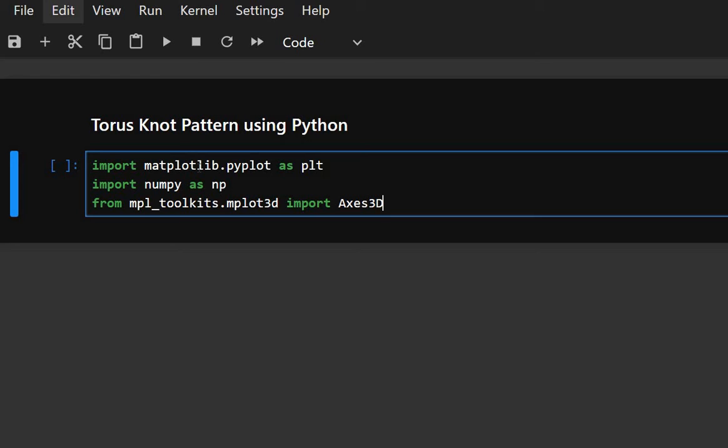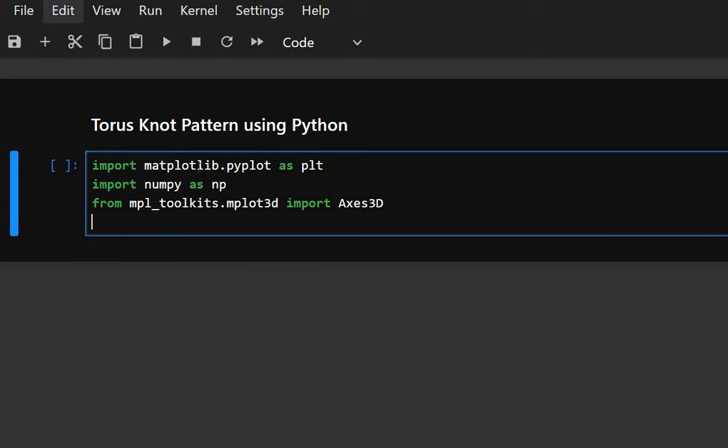So here numpy is used for numerical calculation and to generate the array of angles theta for the parametric equation, and matplotlib.pyplot is used to plot the 3D torus knot, and the MPL toolkit is a necessary tool to create 3D plots in matplotlib. Now we'll define the parameters.